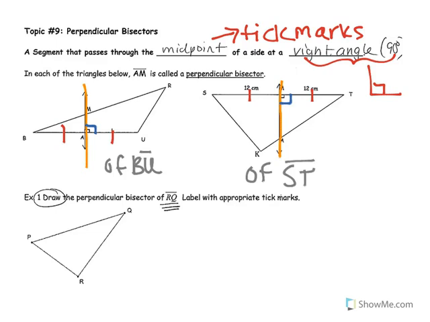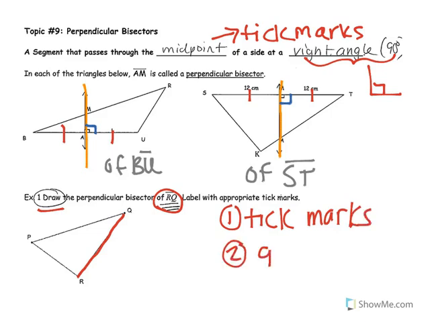So now let's draw. In example 1, it's saying draw the perpendicular bisector of RQ, label with appropriate tick marks. So that means I know that everything has to happen to this segment RQ. And remember, there are two things that you need. You need the tick marks, and you need the 90-degree angle.